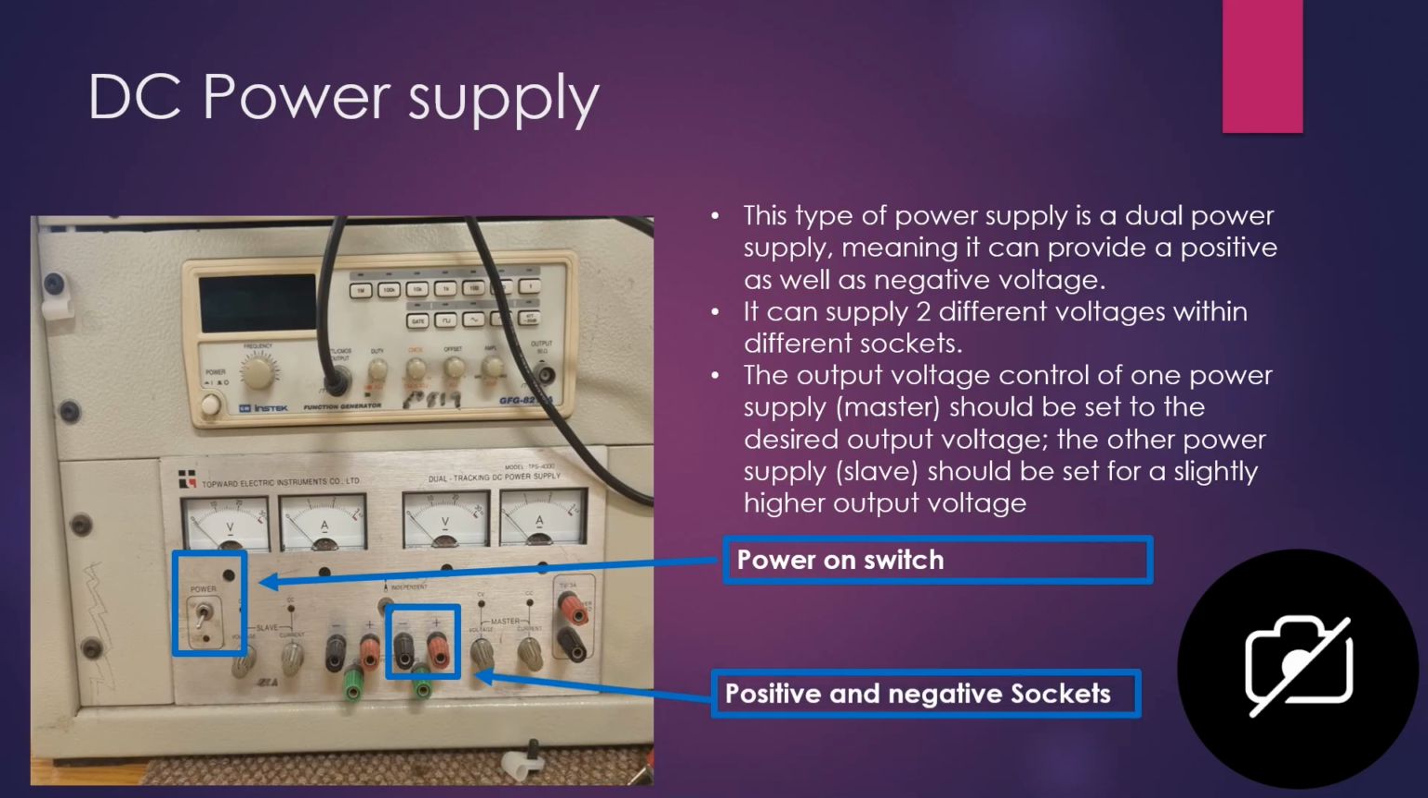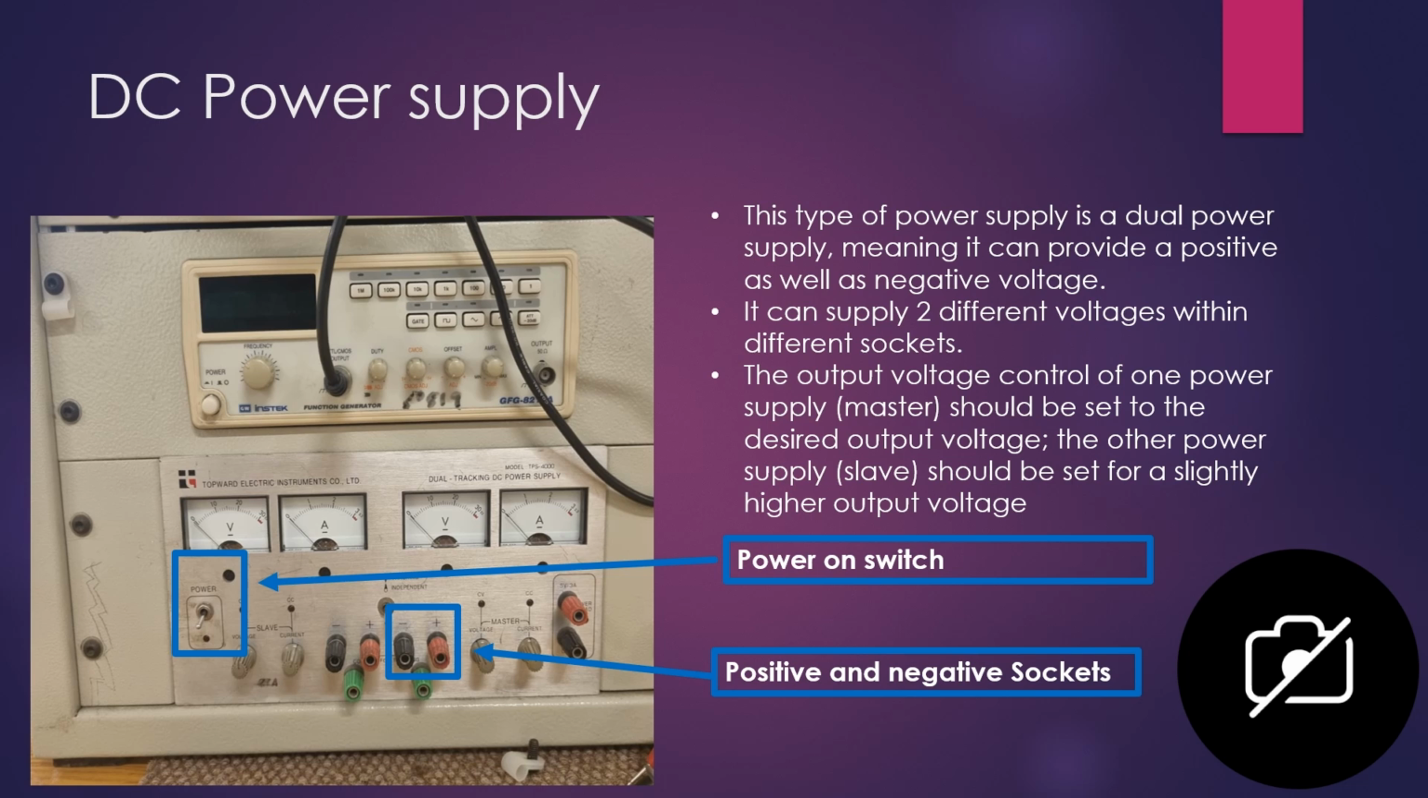Now this power supply is a dual power supply, meaning it can give you two power supplies at the same time. You can have a positive supply, you can have a negative supply. You can use it to have two different voltages being supplied at the same time using the slave or the master.